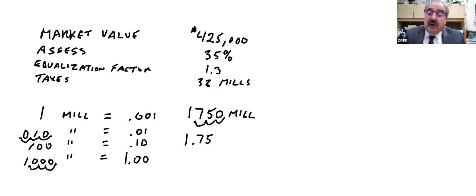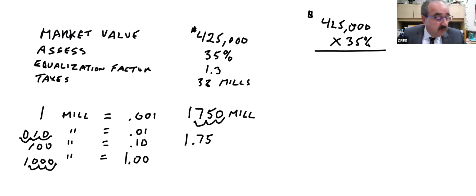So the property has a current market value of $425,000. Again, property's never taxed at the full market value. They're always taxed at a fraction. In this case, the assessed value is 35%. Multiplied by 35%, that gives me $148,750. That is called the assessed value.